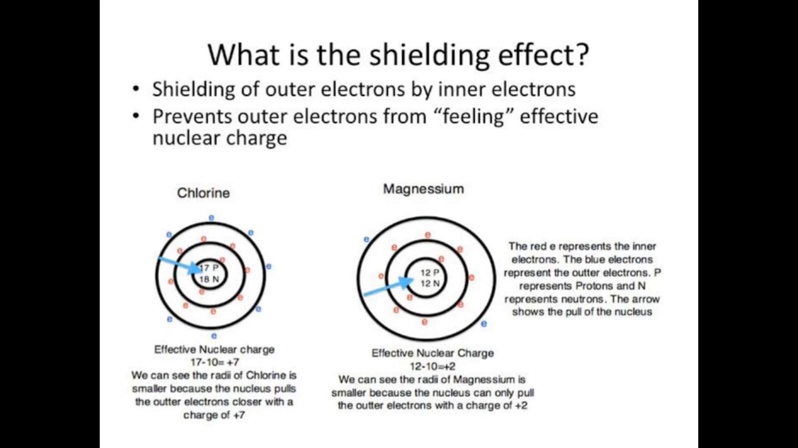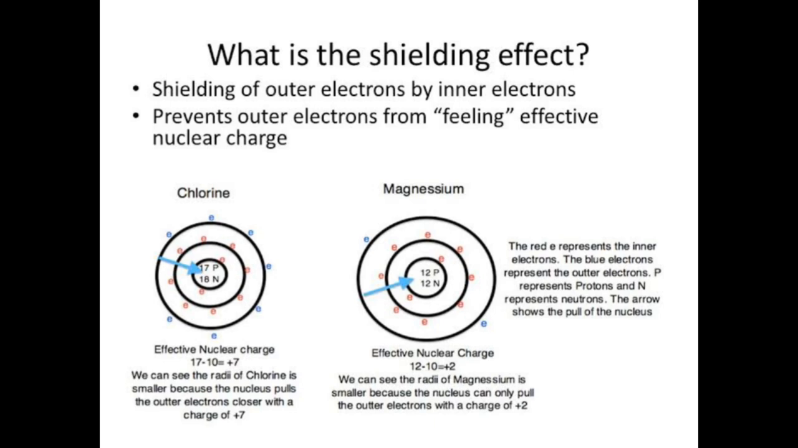Potassium is 2,8,8,1. That means the one, which is the valence electron, is at the fourth shell, while the others are closer to the nucleus. What this means is that the inner electrons, which are closer to the nucleus, will shield the outer electrons from interacting with the nucleus. That is what is called the shielding effect.